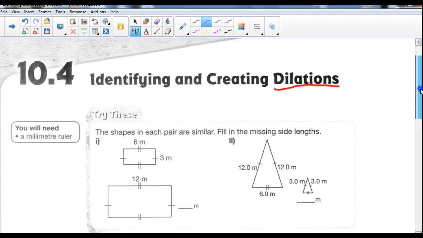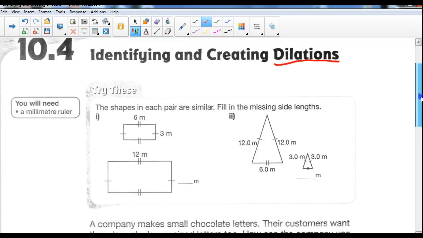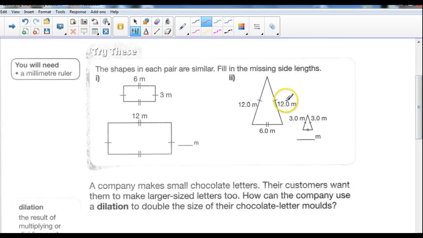When we talk about dilation, we want to know how much bigger or how much smaller an object is getting from its original. So let's try these. The shapes of each pair are similar. So this is similar to this, and this is similar to this. Fill in the missing side lengths. If this side is 6 and this side is 12, what has happened to this object compared to this object? Well, from 6 to 12, it's doubled. So if this is 3, it has to double as well to be similar. So this has to be 6 meters here. So this went from smaller to bigger, got bigger by a scale factor of 2.